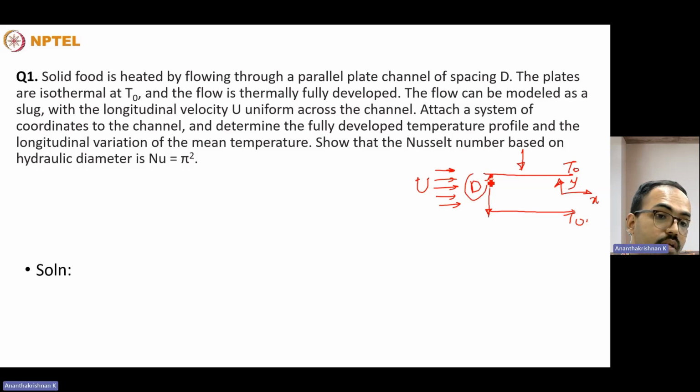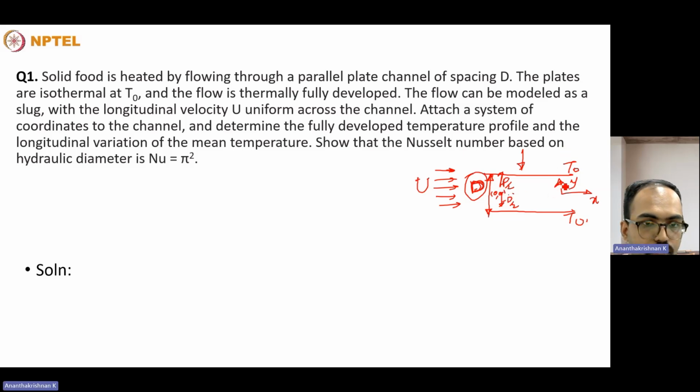I beg your pardon, that is not the diameter, it's a parallel plate channel, and the width between the plates is given as D. So in this case, this is D by 2, and this is minus D by 2 if you place the center here. So this will be the coordinate 0, 0.